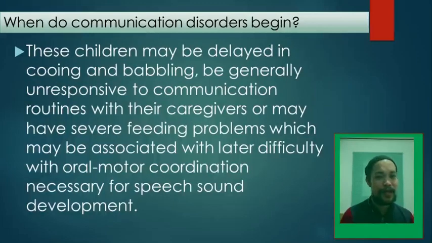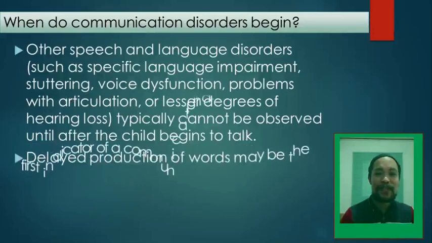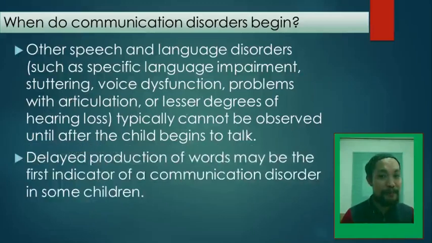These children may be delayed in cooing and babbling, be generally unresponsive to communication routines with their caregivers, or may have severe feeding problems, which may be associated with later difficulty with oral motor coordination necessary for speech sound development. Other speech and language disorders, such as specific language impairment, stuttering, voice dysfunction, problems with articulation, or lesser degrees of hearing loss, are typically not observed until after the child begins to talk. Delayed production of words may be the first indicator of a communication disorder in some children.